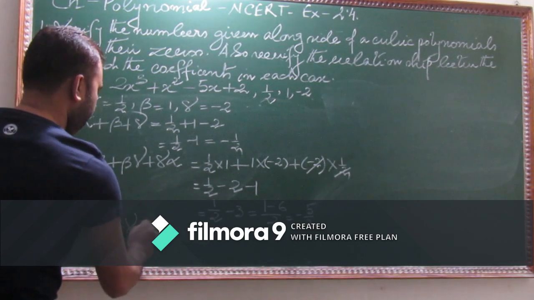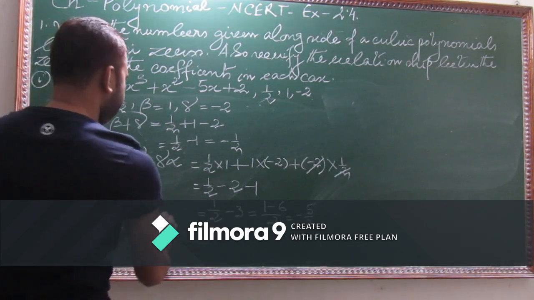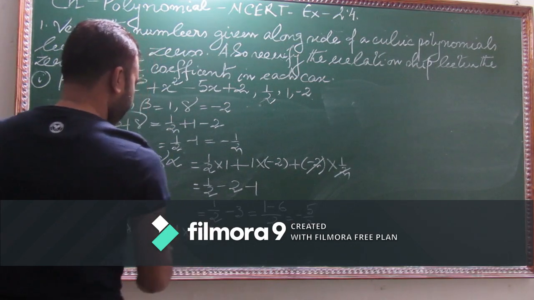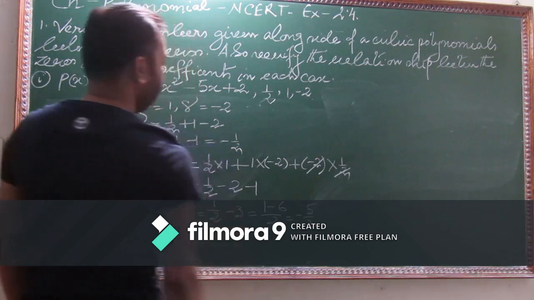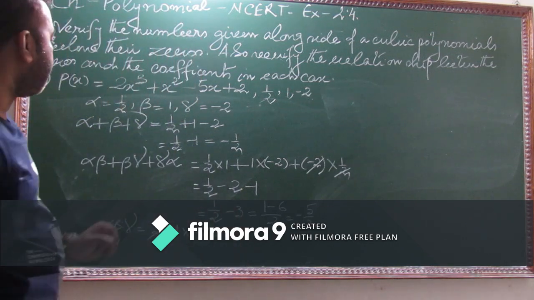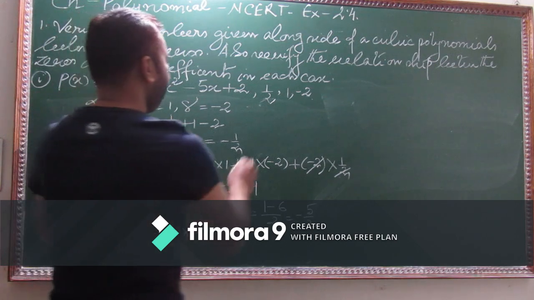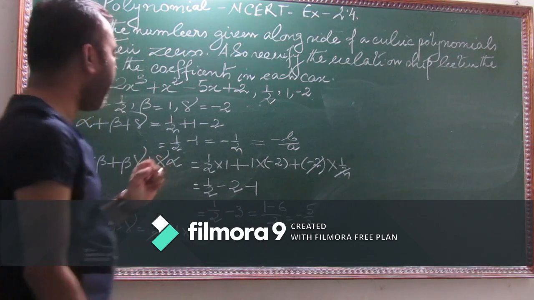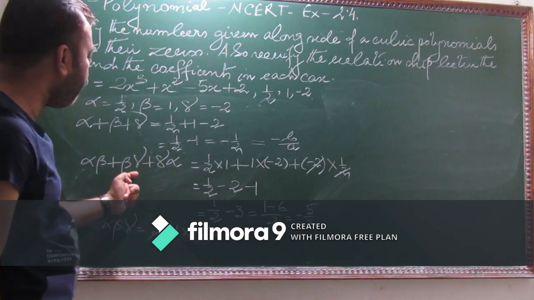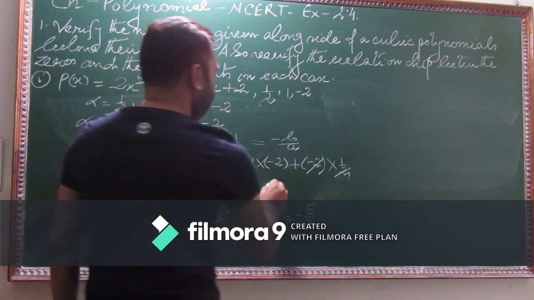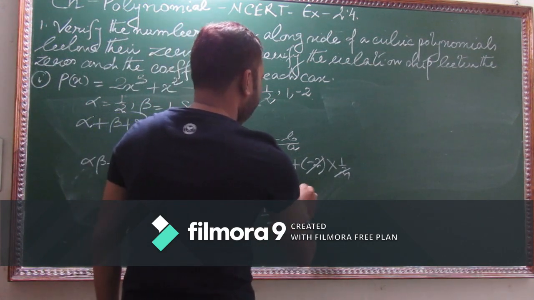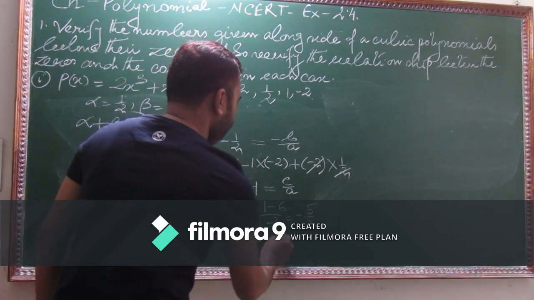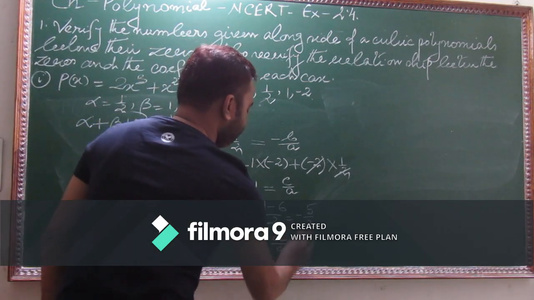Alpha beta gamma is equal to what? This is half into 1 into minus 2. This and this cancel. This is minus 1. Now we have observed that alpha plus beta plus gamma is equal to minus b by a. After that, alpha beta plus beta gamma plus gamma alpha is equal to c by a. And alpha into beta into gamma is equal to minus d by a.